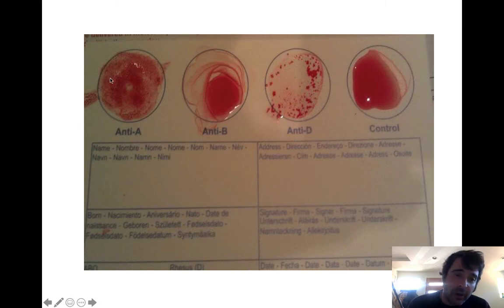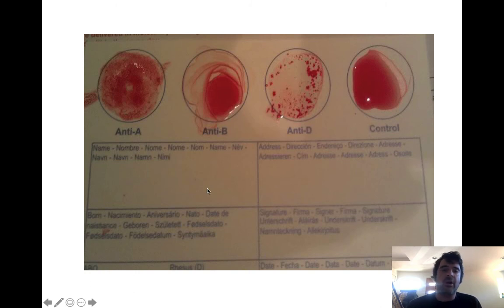What I'll tell you here is that all the little grains of sand, all the little grainy looking things here, the little blood agglutinated clumps of red blood cells that look like grains of sand, those are agglutination. This is no agglutination. That is definitely agglutination, and then the control should never agglutinate.